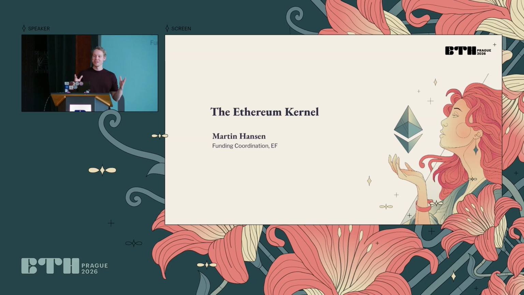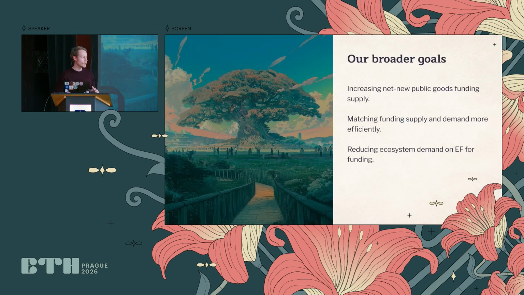Today I'm going to tell you about the Ethereum kernel. Before we get too much into that, I want to talk a little bit about what we as a team focus on at the Ethereum Foundation. We have 3 high-level goals. First, how can we increase net new public goods funding supply into the ecosystem? Second, how can we match that funding supply and demand more efficiently? And third, how can we reduce ecosystem funding demand on the EF? Keep that in mind as I talk to you about the kernel and why we want to figure this thing out.